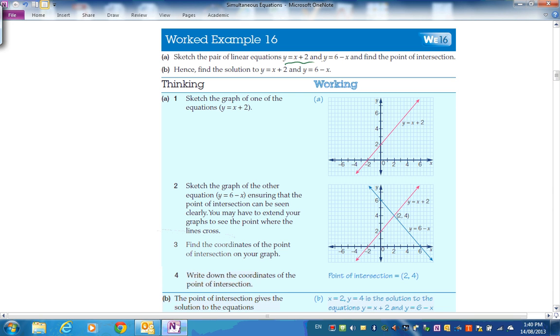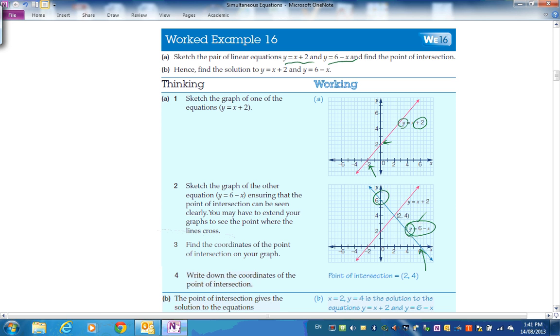Sketch these 2 equations, so it's in nice format, y equals. So here, the easiest way is y equals x plus 2. That's the y-intercept. And where does it cut the x-axis? When y is 0, so x would be -2. Do the axes-intercept method. And then 6 take x cuts the y-axis when x is 0. That is at 6. And cuts the x-axis when y is 0, it would be at the number 6. And just join them up.